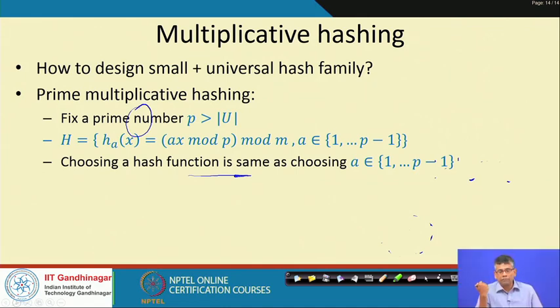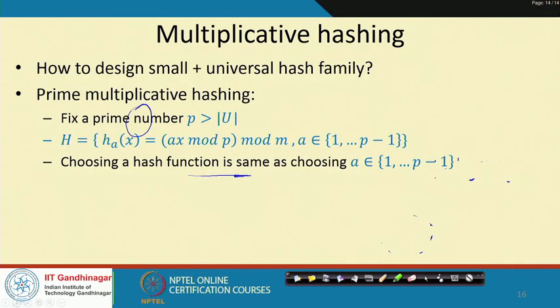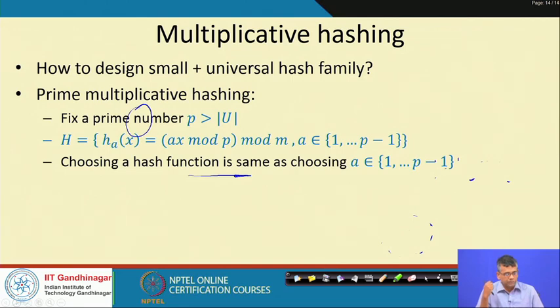We have defined universal hashing, and we have used it to analyze the query time, but we still do not know that we can create a family of universal hash functions. So, here is a very simple method to do that. Suppose you start with a universe U, look at the cardinality of the universe U, then choose a prime number p that is larger than this cardinality.